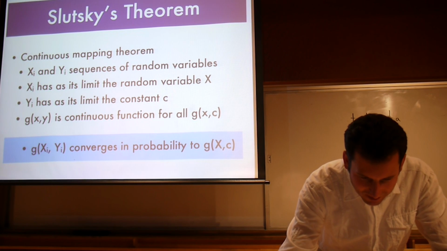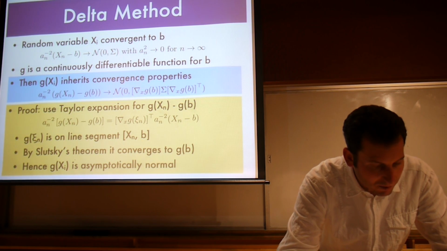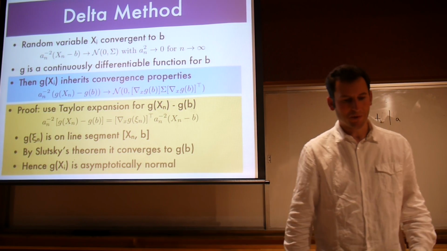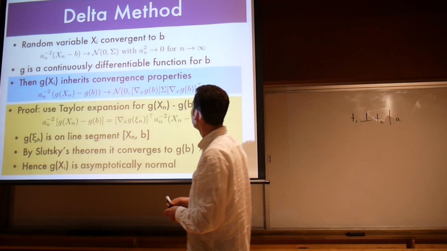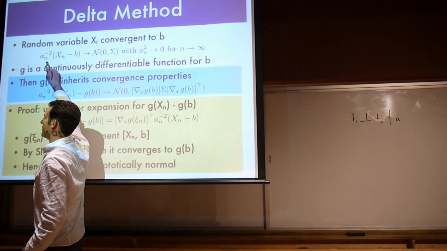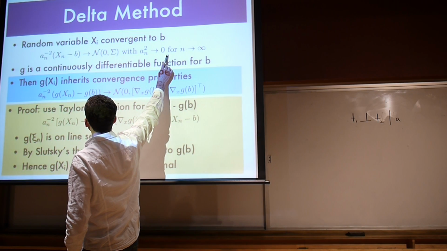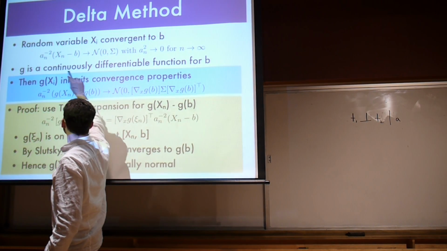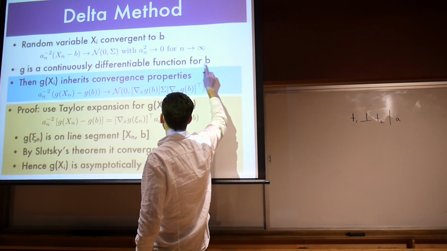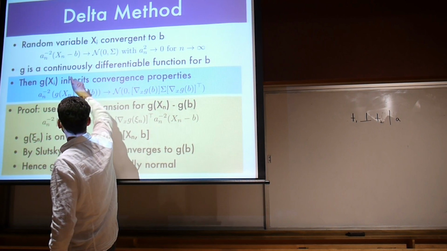Now, I'm not going to prove Slutsky's theorem, but I'm quickly going to show you how you use it for the delta method. So we'll need that for the central limit theorem. So suppose I have some random variable which converges to b, and I'm assuming that, with suitable rescaling, so this could be like what you have with the central limit theorem, it converges to a normal distribution. And furthermore, g is a continuously differentiable function at b and around. So then the point is that g of x_i inherits all the nice properties that x has.